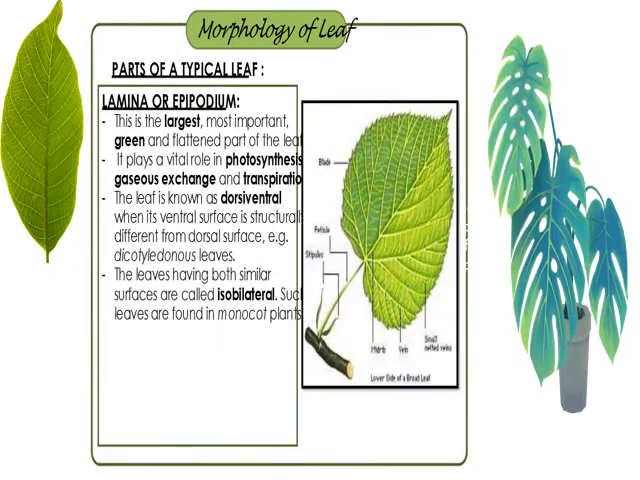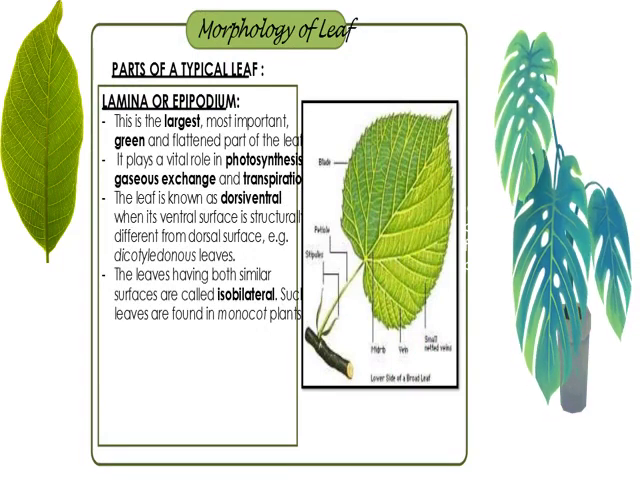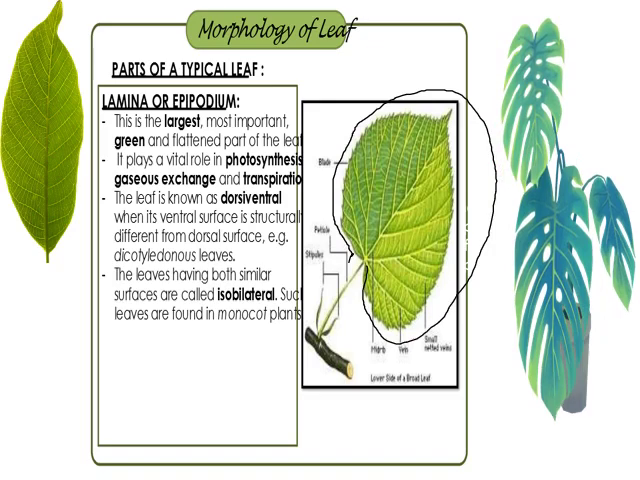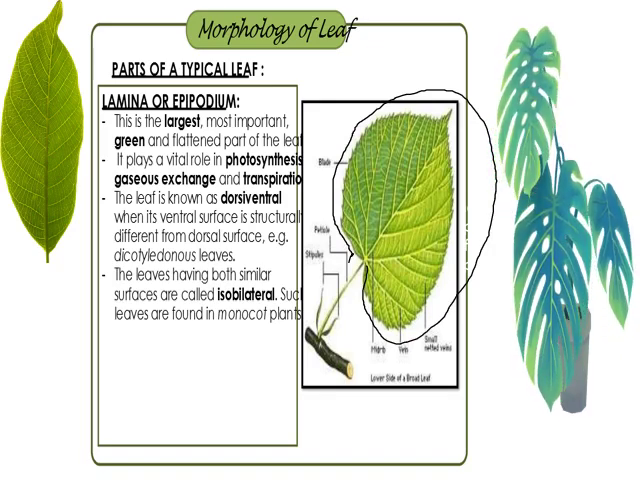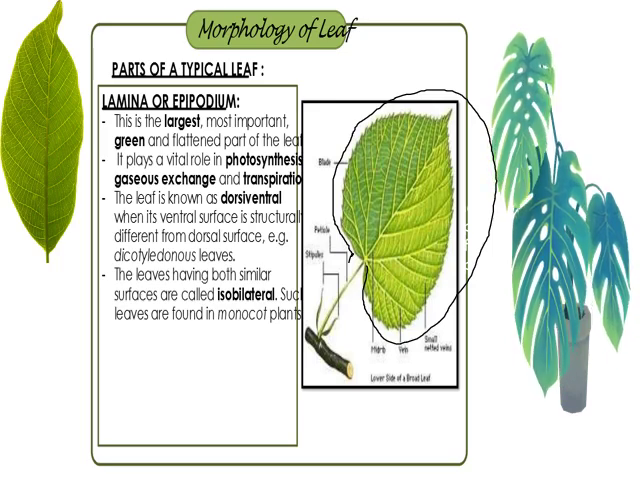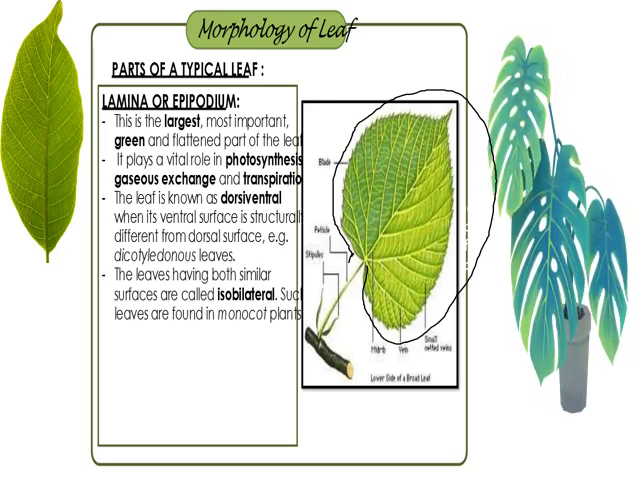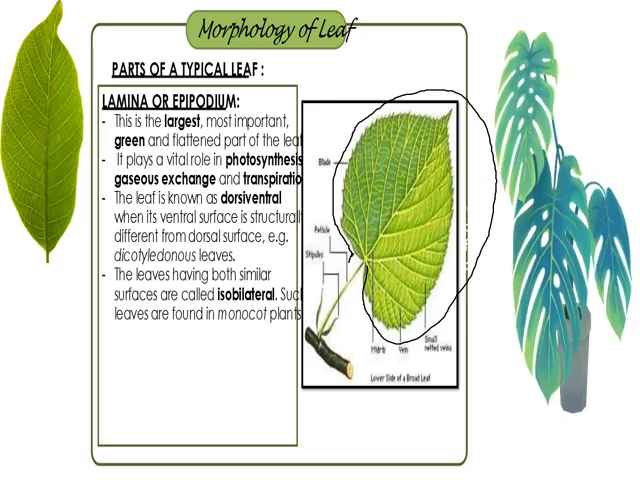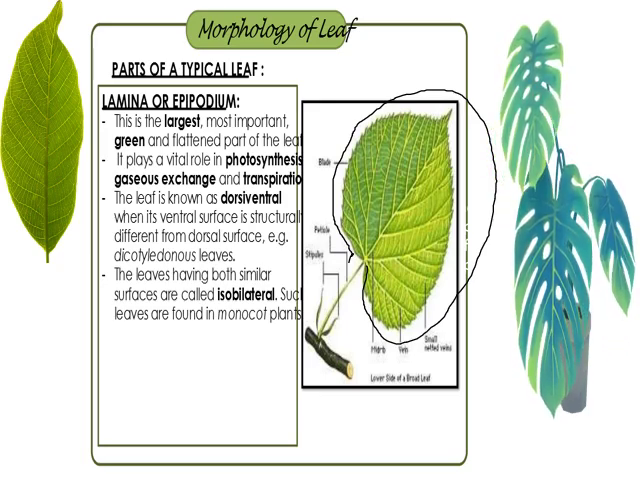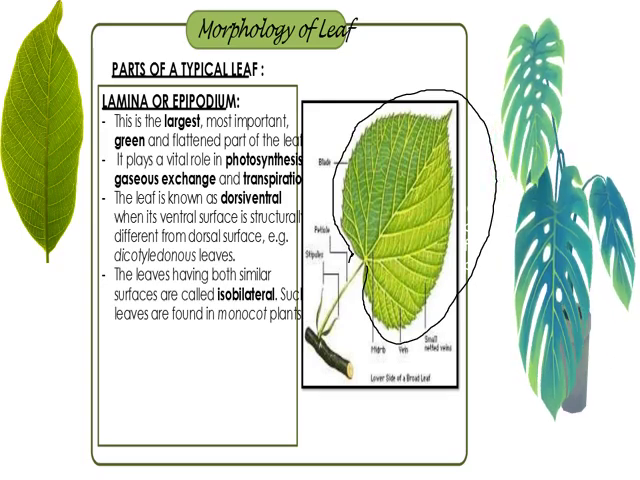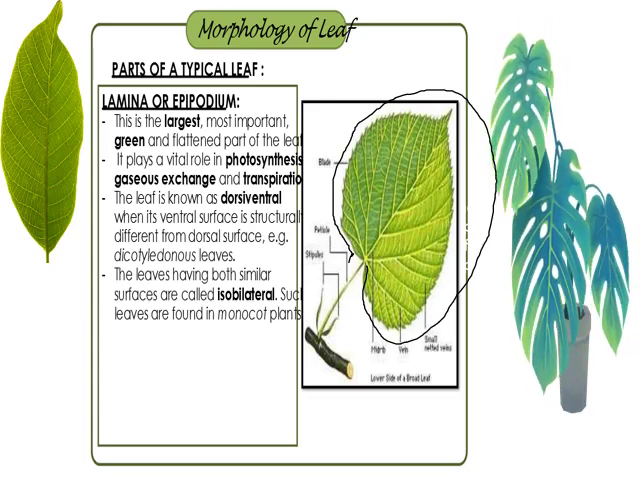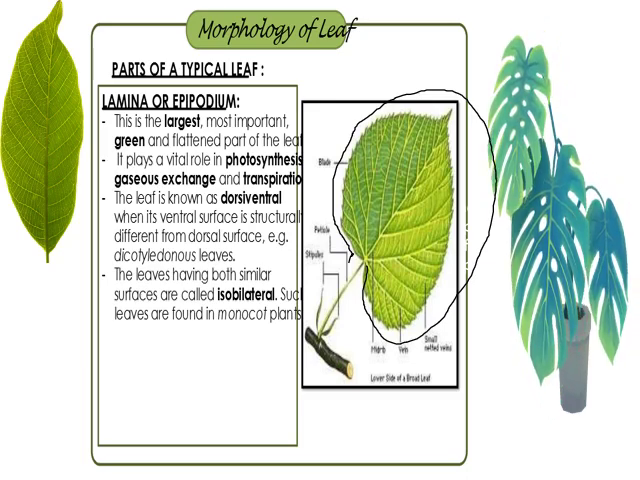The next part of leaf is the lamina. It is the largest and the most important green and flattened part of leaf. So these all are the lamina. It plays a vital role in photosynthesis, exchange of gas, and transpiration. A leaf is known as dorsiventral when its ventral surface is structurally different from the dorsal surface. The leaves having both similar surfaces are called isobilateral. Such leaves are found in monocot plants. So majorly in dicot plants we have dorsiventral leaves, and in monocot plants we have isobilateral leaves.